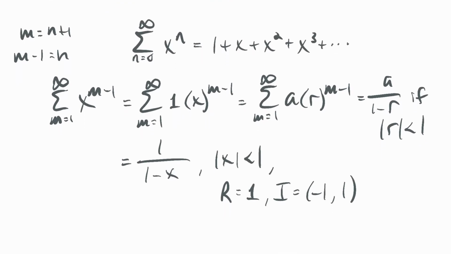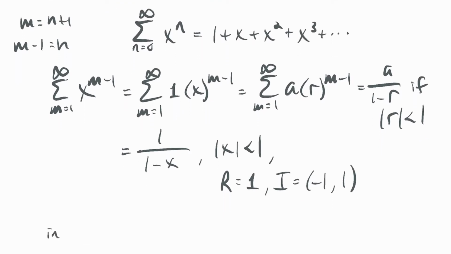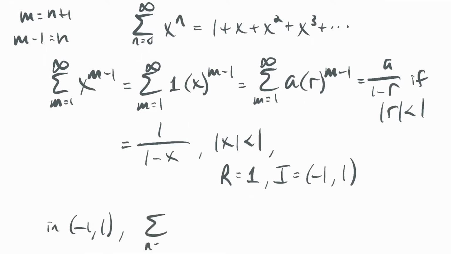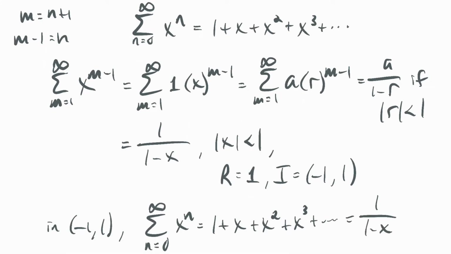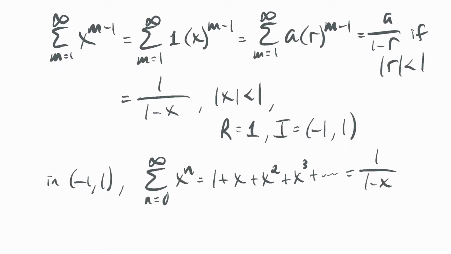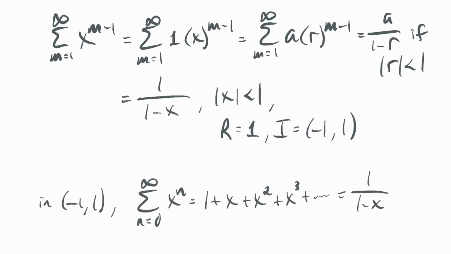So what we can say is, in the interval from -1 to 1, this series, the sum from n equals 0 to infinity of x to the n, which equals 1 plus x plus x squared plus x cubed plus dot dot dot, equals 1 over 1 minus x. Okay, I'm just summarizing here. So we can represent this function using a power series. Okay, that's going to be very powerful for some topics in a later section. We'll do a few examples here as well.